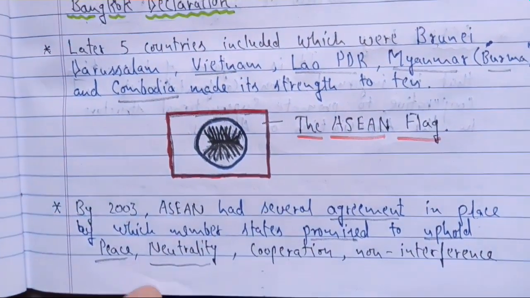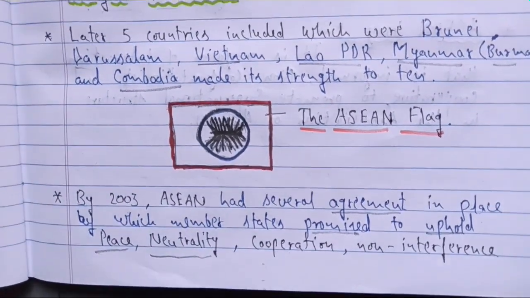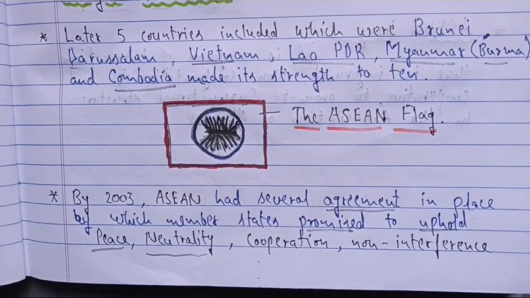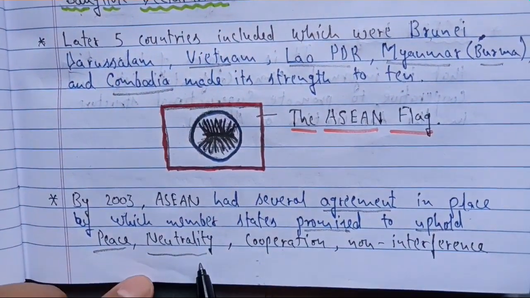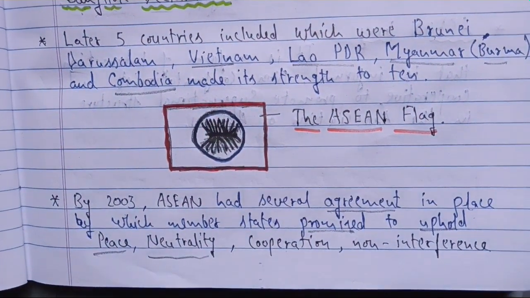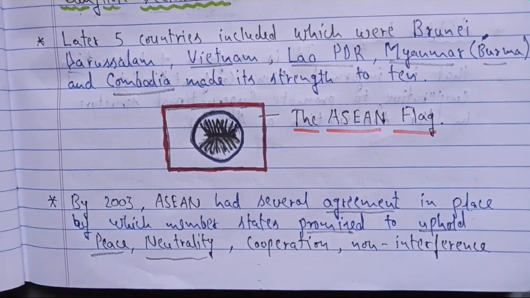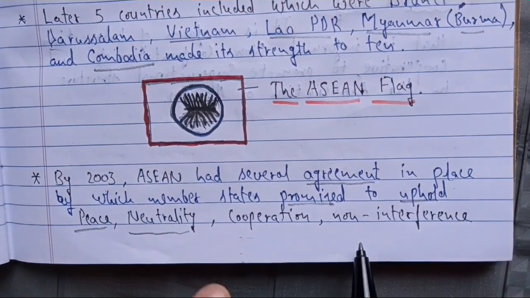Neutrality means, if out of 10 countries, 2 neighbor countries are in conflict due to boundary issues, territory issues, or water issues like river water issues, no other country will support either side. In fact, they will be neutral and find the solution for these 2 countries combinedly. They will cooperate with each other in any situation.